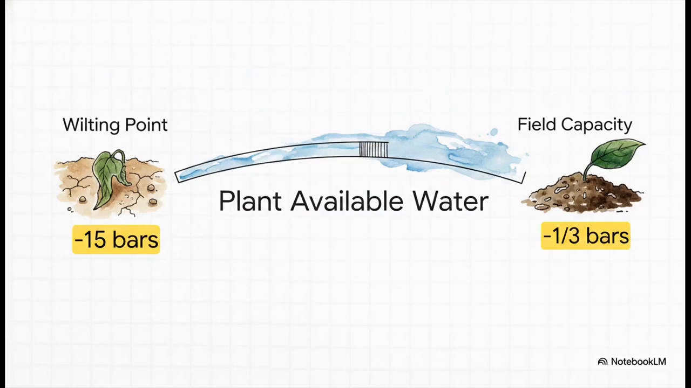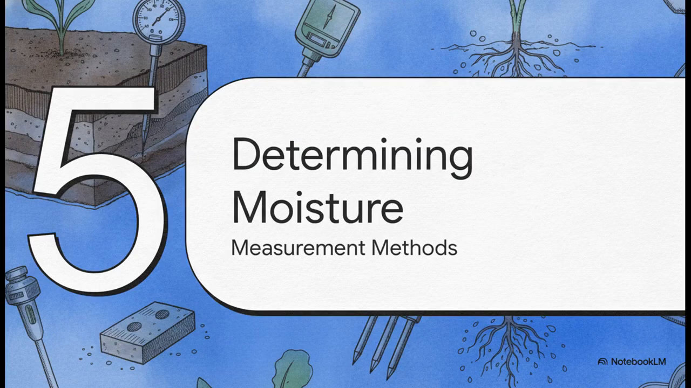So, wrapping that specific idea up, plant-available water lives strictly, and I mean strictly, in the tension window between the wilting coefficient at negative 15 bars and field capacity at negative 1/3 bars. If the water is outside that specific window, it's either draining away way too fast or the dirt is holding it hostage. All right, let's bring it home with Section 5, determining soil moisture.